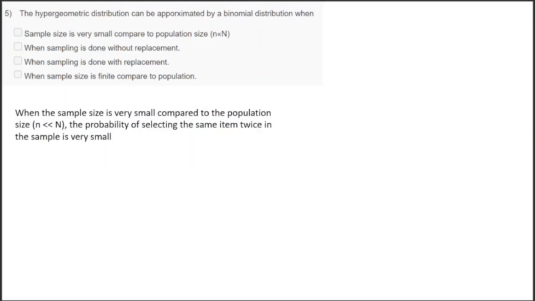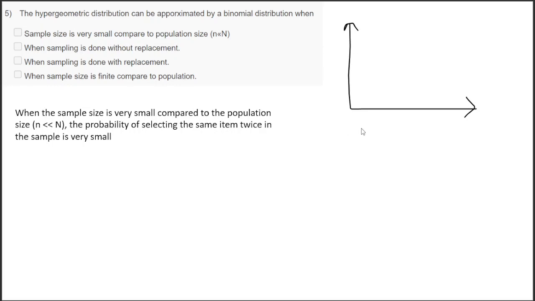So let's go to the fifth question. The hypergeometric distribution can be approximated by the binomial distribution when? Okay, generally the hypergeometric distribution is calculated without replacement, so we can't change that. But one thing is, when we decrease the sample size relative to the population, the sampling with replacement or without replacement becomes immaterial.